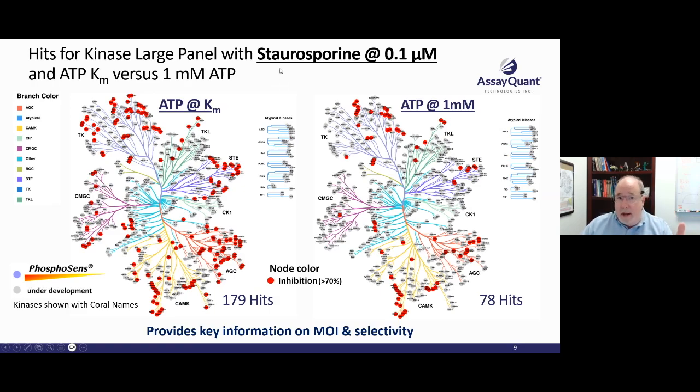As would be expected for an ATP competitive inhibitor like staurosporine, if you raise the ATP concentration to physiological, to 1 millimolar, then you're going to see many of these percent inhibition values drop as the ATP washes out the inhibitors in a competitive displacement method. And you can see that those kinases with higher Kms are more readily washed out. And so at 1 millimolar ATP, you have only 78 hits that are greater than 70% inhibition.